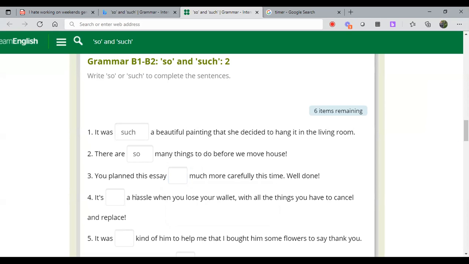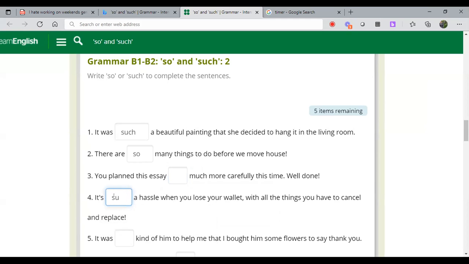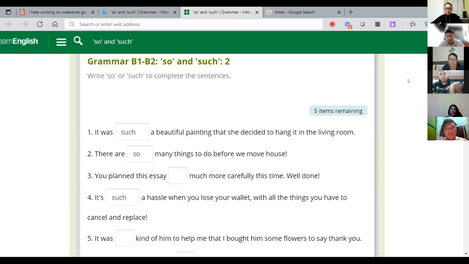Well done. Mr. Tony? Four? It's such a hassle, as when you lose your wallet with all the things you have to cancel and replace. All right. We can also say it's such a hassle to use Bitcoins to get paid, ¿verdad? Podría ser un problema utilizar Bitcoin para pagar. All right. We can say that, right? It's a probability, right? It's a possibility, you can say.